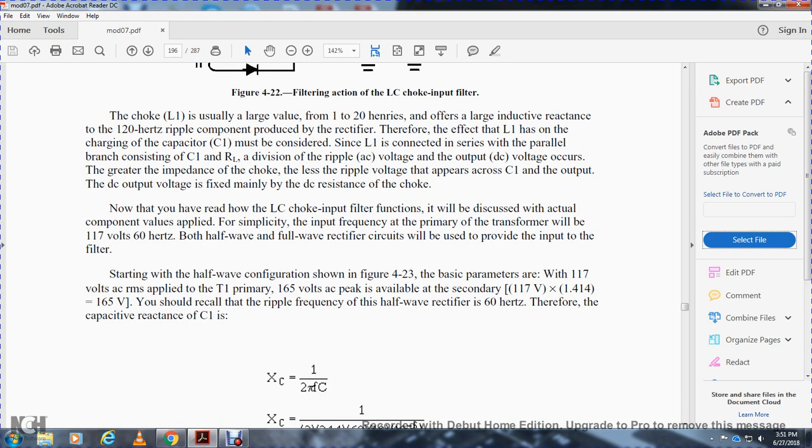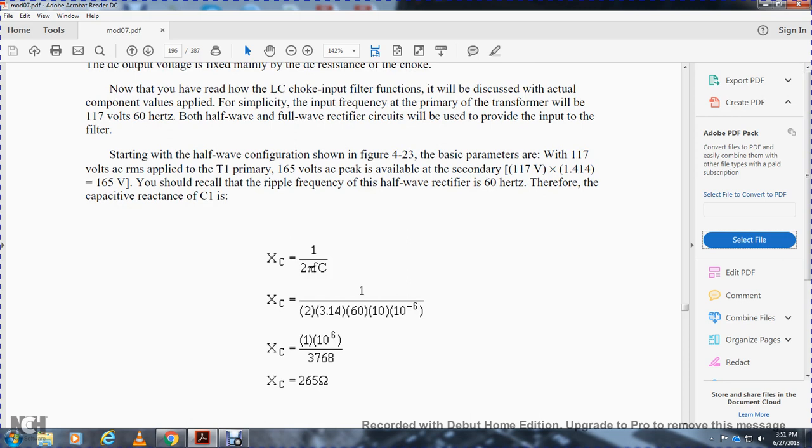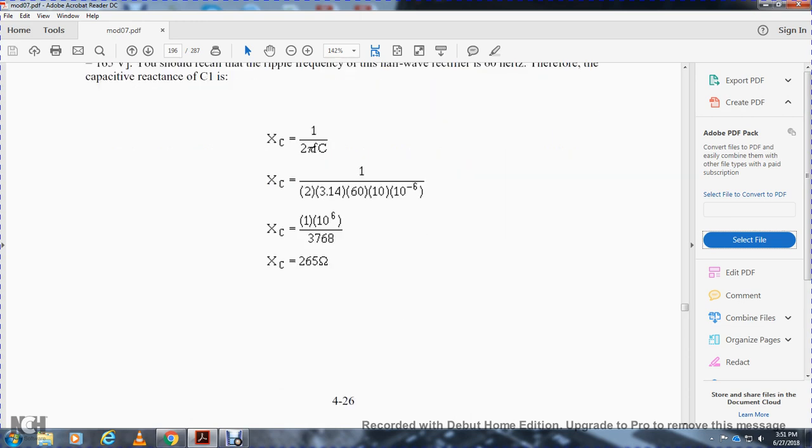Now that you have read how the LC choke input filter functions, let's discuss it with actual component values. For simplicity, the transformer primary input is 117 volts at 60 hertz. Both half-wave and full-wave rectifiers will be used to provide input to the filter. Starting with the half-wave configuration shown in Figure 4-23, the basic parameters are 117 volts AC root mean squared applied to the transformer primary winding, and 165 volts AC peak available at the secondary, 117 volts times 1.414. Recall the ripple frequency of a half-wave rectifier is 60 hertz. Therefore, the capacitive reactance of C1 is 1 over 2 times pi times the frequency times the capacitance, or 265 ohms.